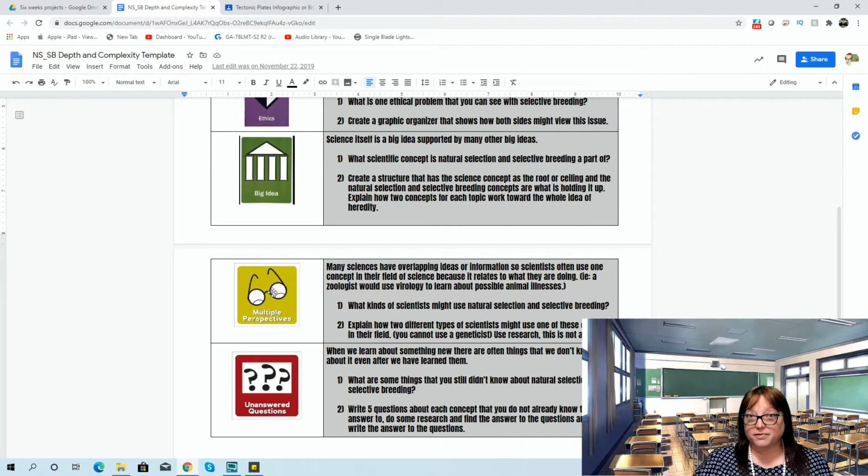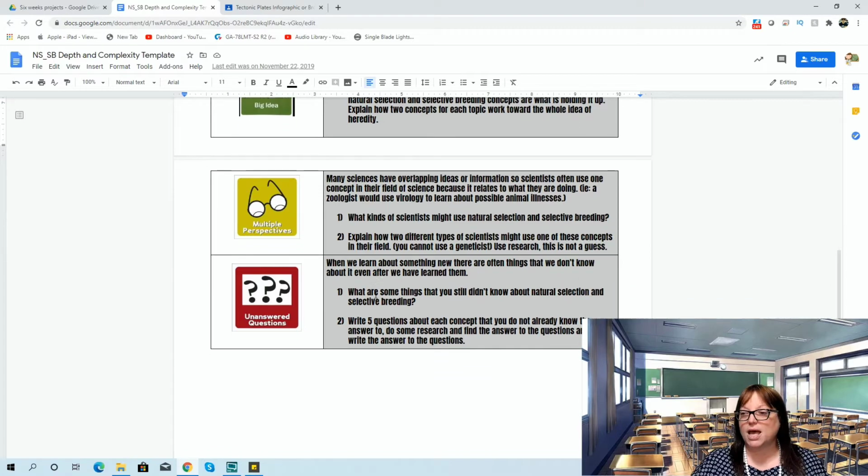Multiple perspectives is a flexibility concept. So you can use a depth and complexity icon and you can still be doing creativity. When we talk about natural selection and selective breeding, many scientists have overlapping ideas or information. They often use one concept in their field of science because it relates to what they're doing. A zoologist would use virology to learn about possible animal illnesses. So I'm trying to get them to think about this.